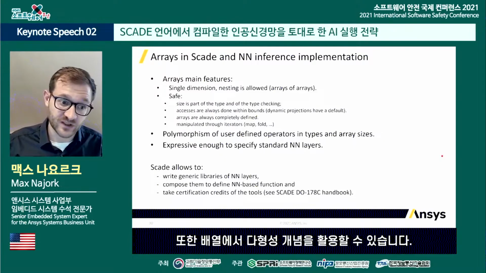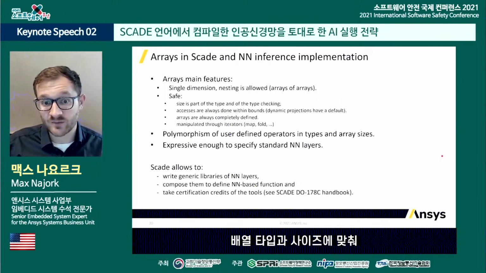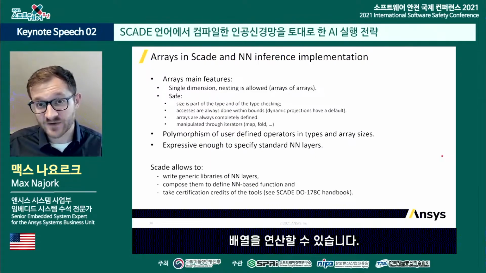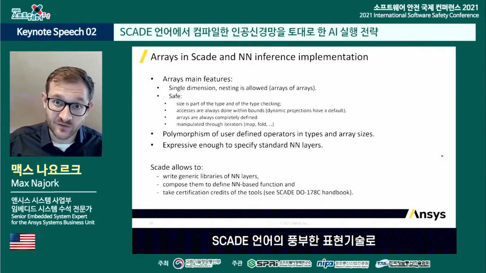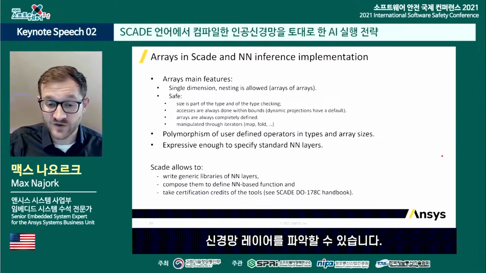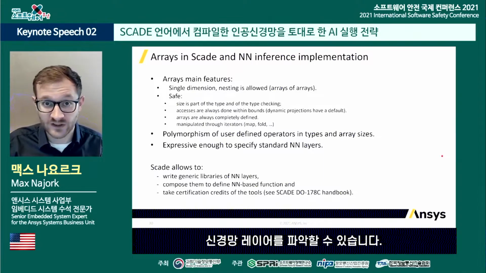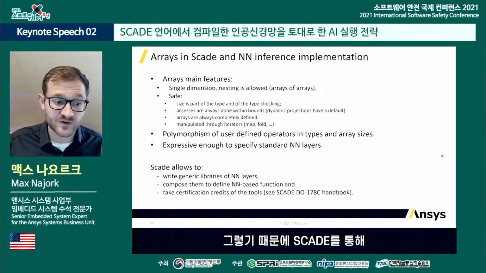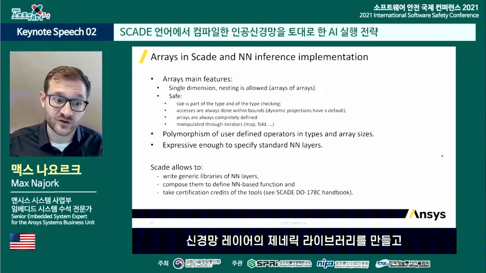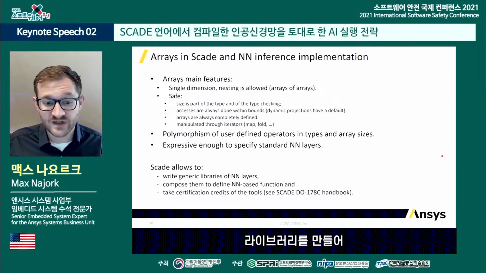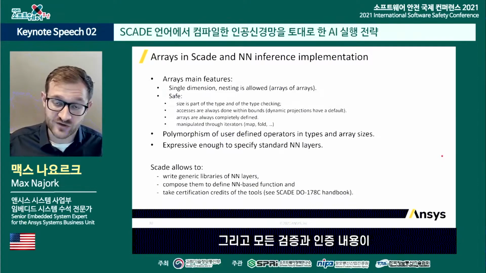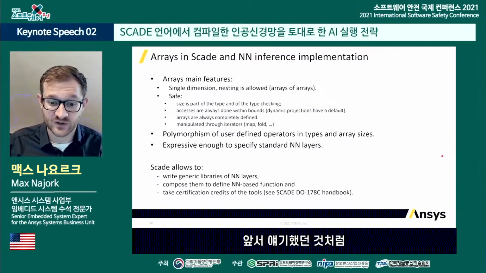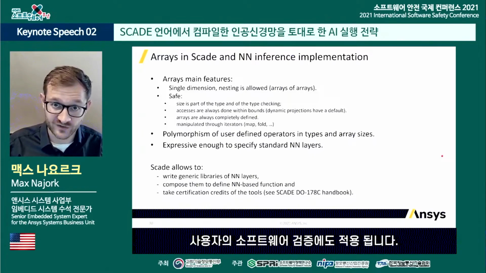Additionally, on arrays, we can use the concept of polymorphism that allows us to create array operations with generic types and array sizes. So concluding, the expressiveness of the Scade language is enough to specify the neural network layers, and therefore Scade allows us to write generic libraries of neural network layers, then compose the libraries into neural networks, and then take all the certification credit that we have discussed when you go for your software certification activities.